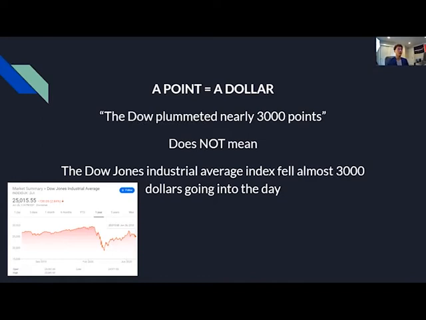Okay, so a point equals $1, but that's only when speaking about individual stocks. Let's say that IBM dropped 5 points. That would mean that the IBM share price dropped $5. However, when we're talking about indexes such as the Dow, 1 point is not necessarily equivalent to $1. So when they say that the Dow plummeted nearly 3,000 points, it does not mean that the Dow Jones Industrial Average fell almost $3,000.